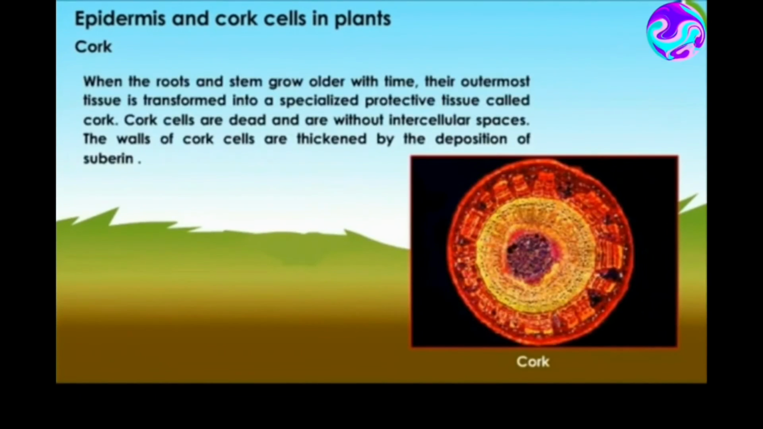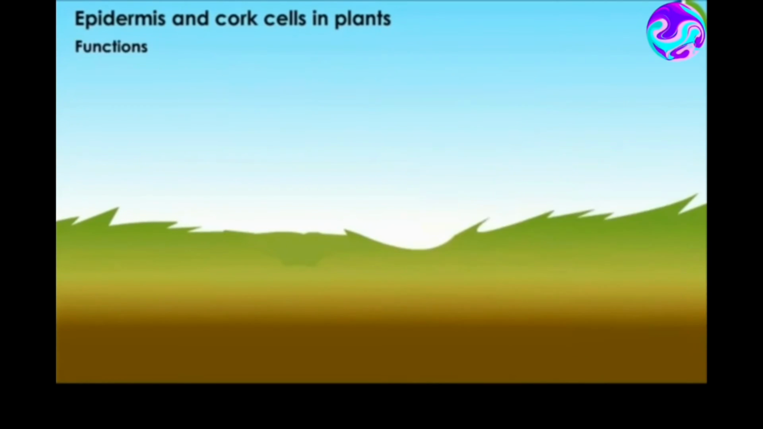You can see its figure. When the roots and the stems grow older, with time their outermost tissue is transformed into a specialized protective tissue called cork. Cork cells are dead and are without intercellular spaces. The walls of cork cells are thickened by the deposition of suberin. So this is about the cork. Let's discuss its functions.